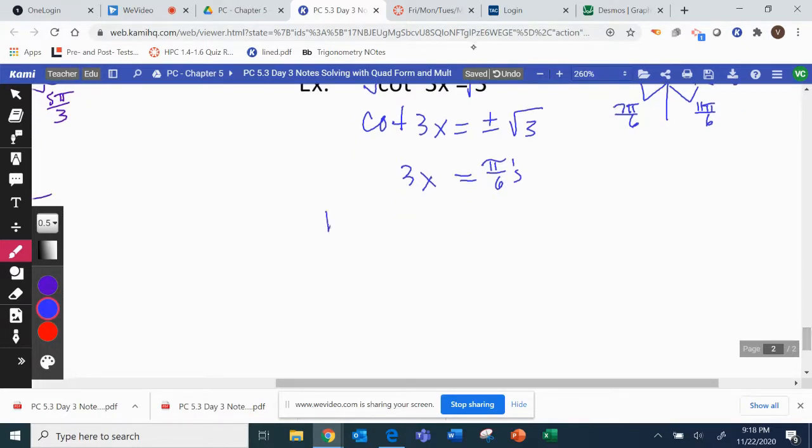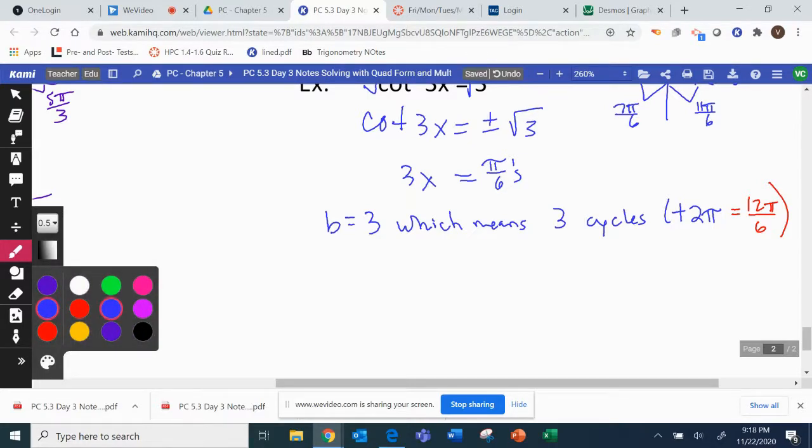So my b value is 3, which means 3 cycles. And we're going to add 2 pi to each of them, and 2 pi with a 6 on the bottom is going to be 12 pi over 6.